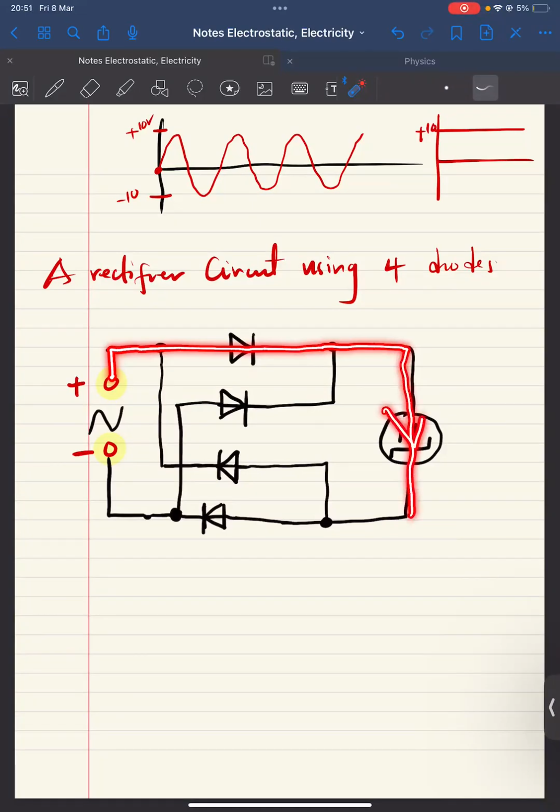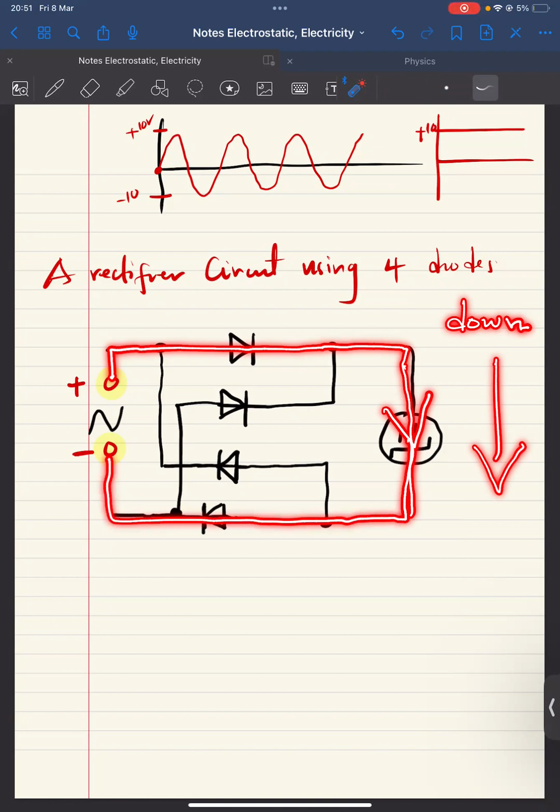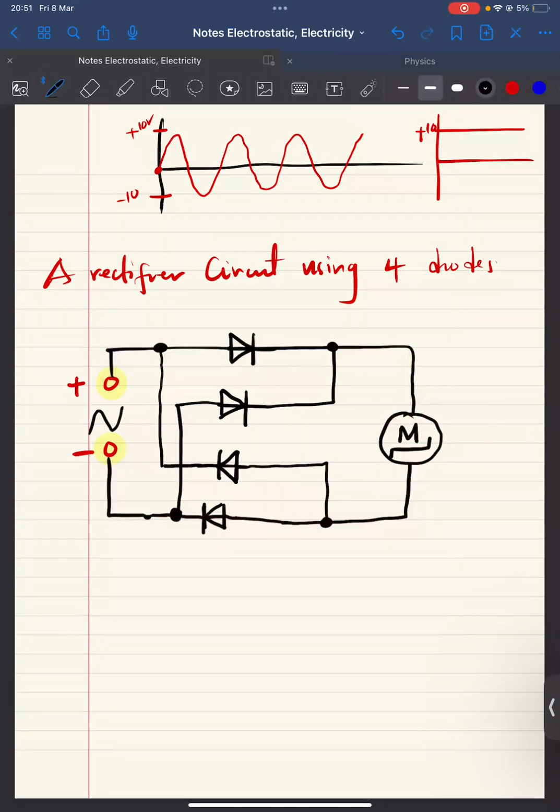Now I want you to see how the current is flowing down. It will pass through the motor, come back using this normal path. So it means current will flow in the motor in this direction. That's the first half.